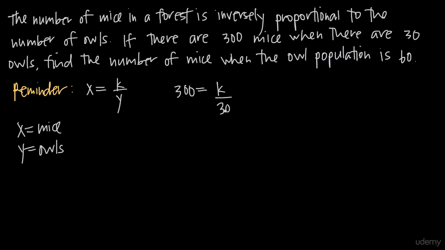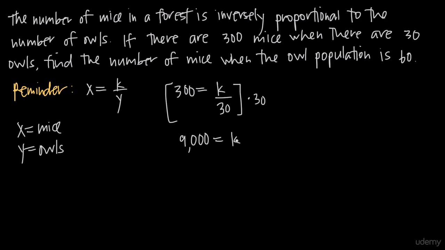Now these problems are almost always a two-step problem where we plug in the values we've been given, we solve for a value of k, and then we take that value of k along with the value we've been given in the question and we find the other value. So in this problem, we know there are 300 mice when there are 30 owls. We're going to multiply both sides of this equation by 30. We'll get 30 to cancel on the right hand side and we'll just be left with k on the right. On the left, we'll get 300 times 30, which is just going to give us 9 and 3 0s, so we get k is equal to 9,000.